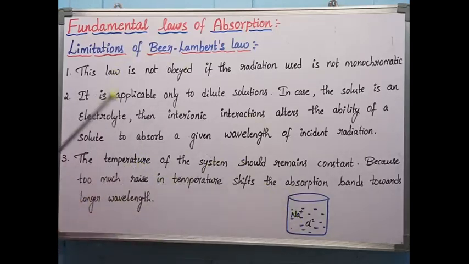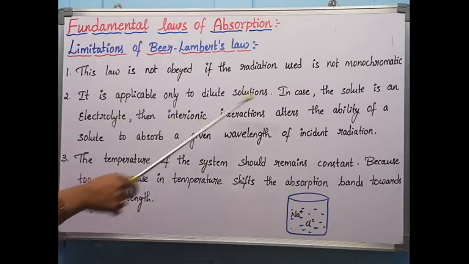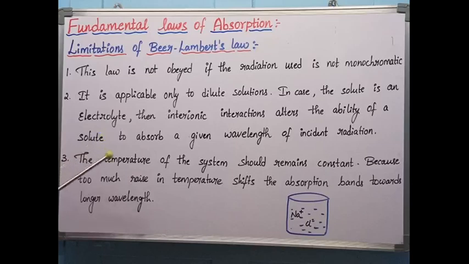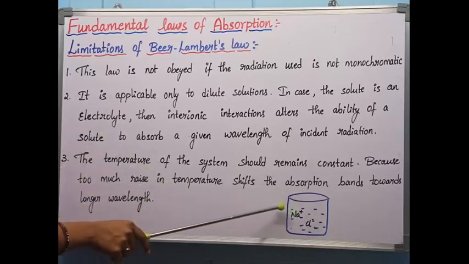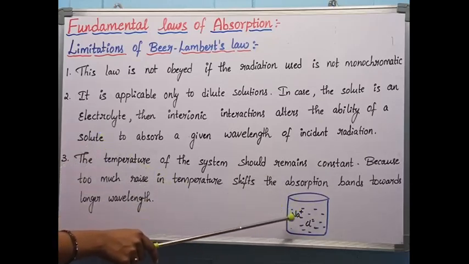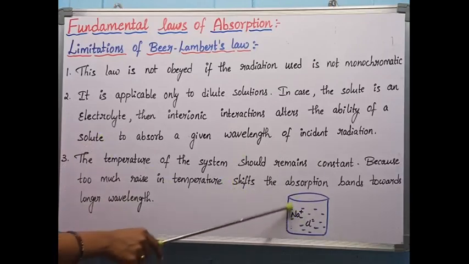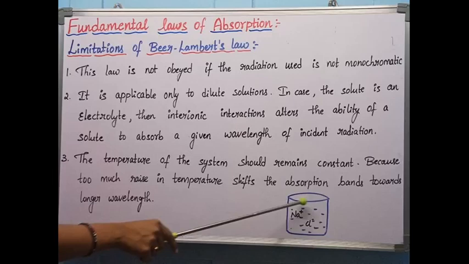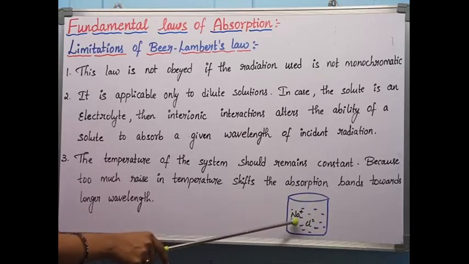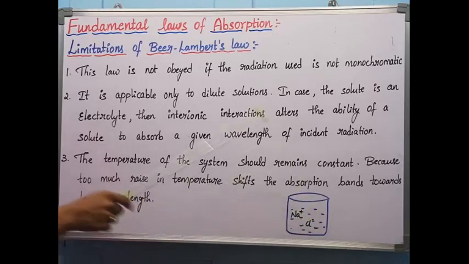intensity of incident radiation. Okay, so in case the solute is an electrolyte, like NaCl, if I add it, it breaks into Na plus and Cl minus. These ions also undergo interactions. These interactions change the absorption process. Okay, if I use an electrolyte or if I increase the concentration, then there is a variation in this law.